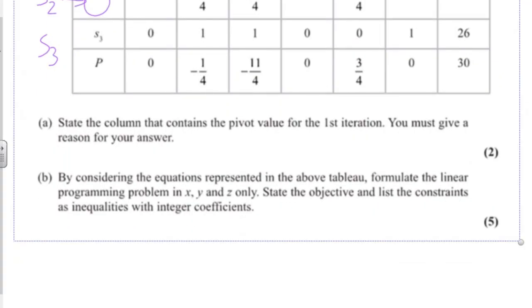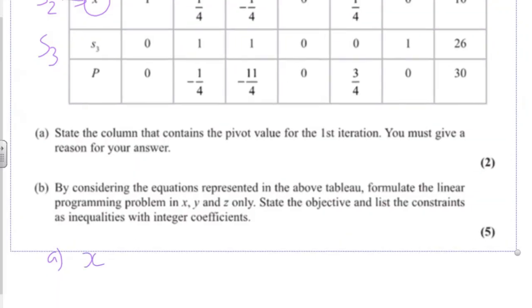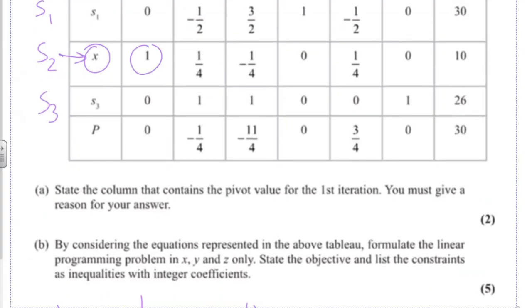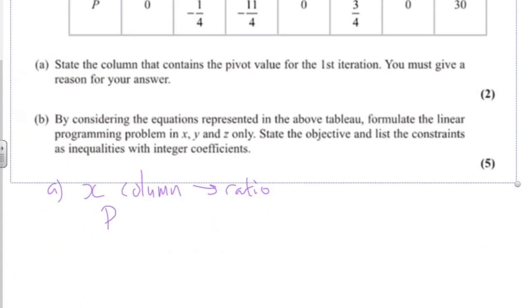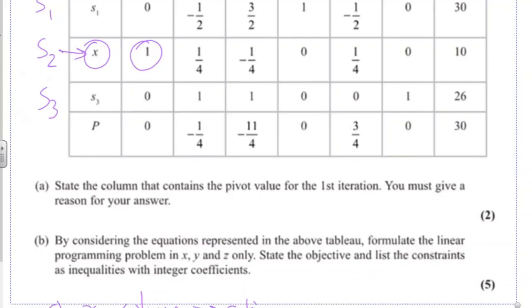Right, so from this, the X column must have been used with a ratio. From there, if you look at your X column, the 1 must have been made into the pivot. So row 2 was changed. If you look, everything's divided by 4 on these values.